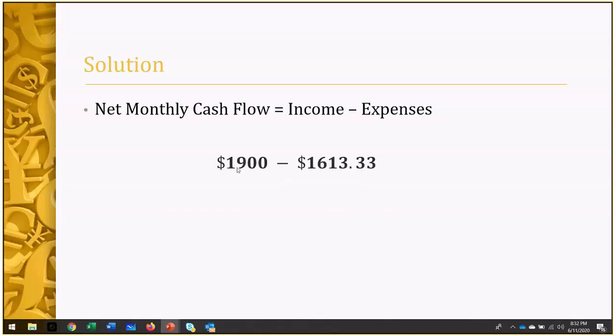So $1,900 for my income minus $1,613.33 for my expenses gives me a net monthly cash flow of $286.67. So this is what's left over that can now be put towards something. We can put it in savings. We can go buy some clothes, whatever it is you want to do. This is leftover money at the end of the month.